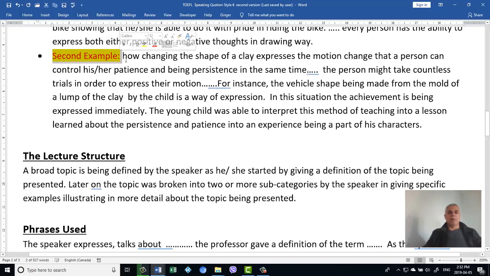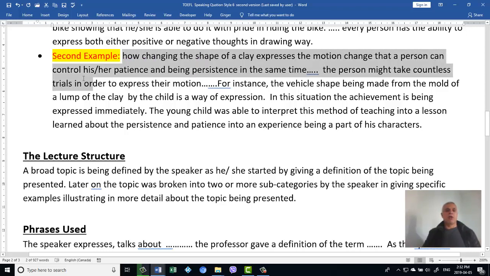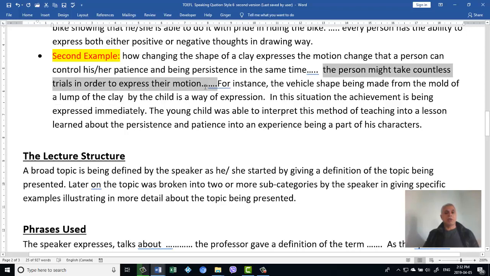Second example. How changing the shape of a clay expresses the motion change that a person can control his or her patience and being persistent at the same time. The person might take countless trials in order to express their motion.